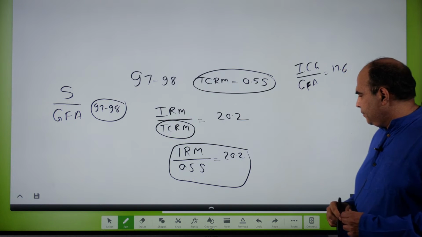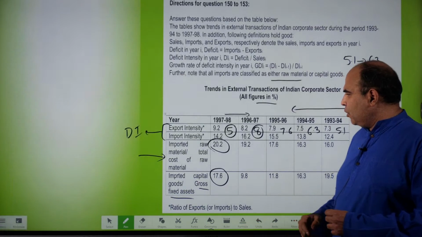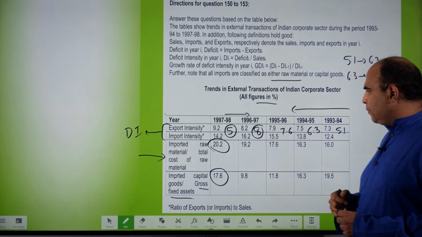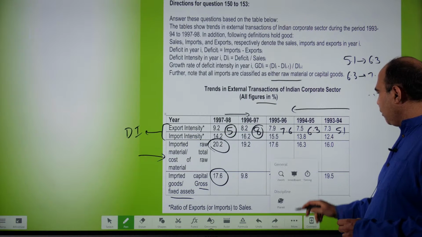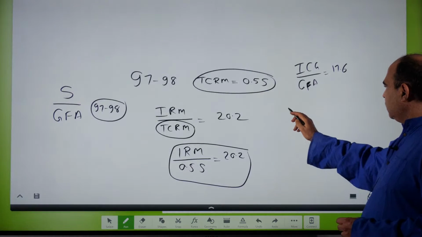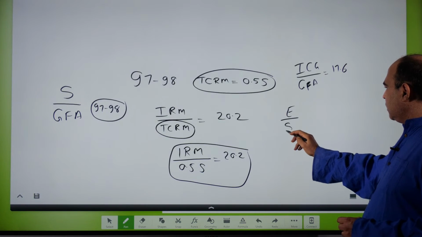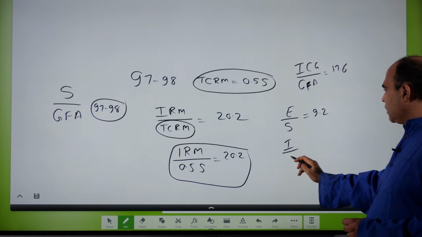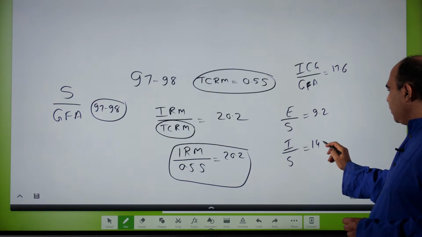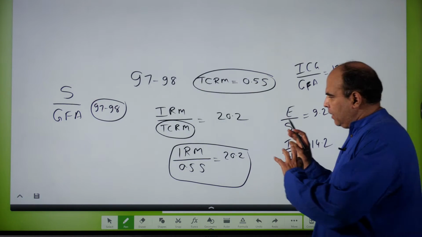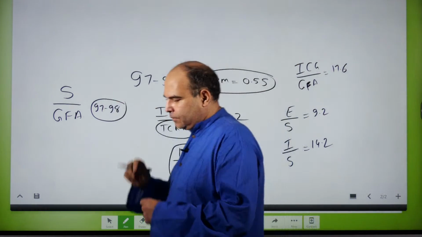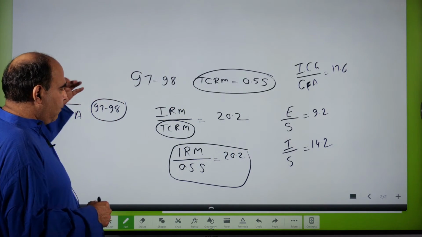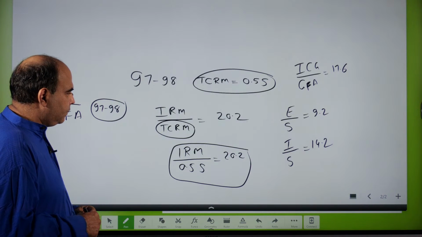The other two pieces of information given to me about 97-98 are that export intensity is 9.2 and import intensity is 14.2. So export upon sales is 9.2% and import upon sales is 14.2%. So the question now is, can I use these four pieces of information to get that? I want sales in the numerator and gross fixed assets in the denominator.